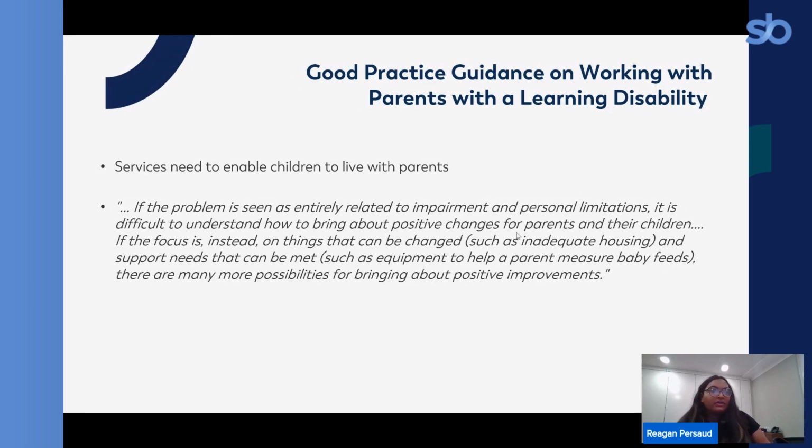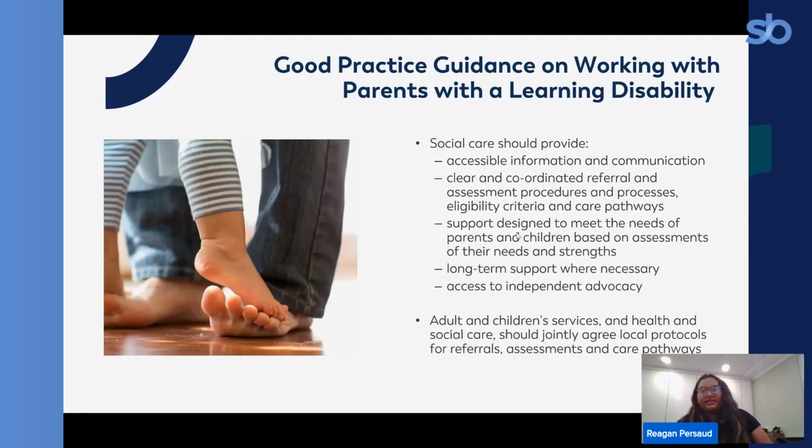And what it says, I'm not going to tell you completely what it says, because of course a lot of it's in the handouts and you can read it, but it says services need to enable children to live with parents. If the problem is seen as entirely related to impairment and personal limitations, it is difficult to understand how to bring about positive changes for parents and their children. If the focus is instead on things that can be changed, such as inadequate housing and support needs that can be met, there are many possibilities about bringing about positive improvements. It's about shifting the way that social workers might think of parents with learning difficulties. Remember that social care should provide, according to the guidance, accessible information and communication, clear and coordinated referral and assessment procedures and processes.